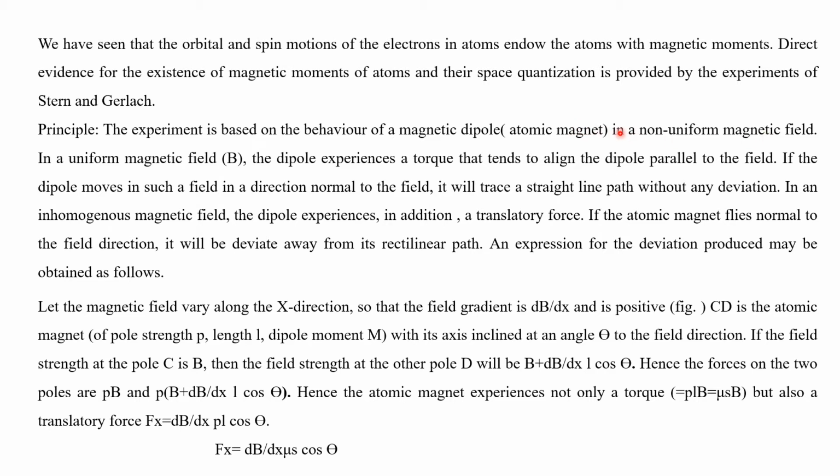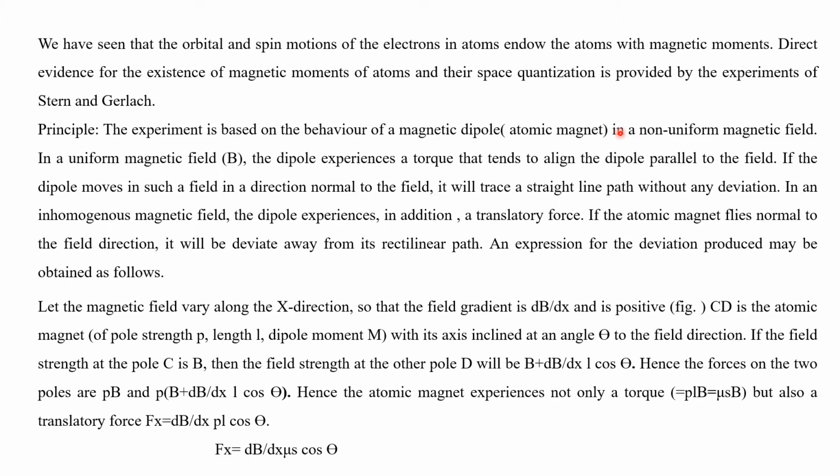Before discussing the non-uniform magnetic field, what will happen in a uniform magnetic field applied to the atomic magnet? In a uniform magnetic field, the dipole experiences a torque and tends to align parallel to the field. If the dipole moves in such a field in the direction normal to the field, it will trace a straight-line path without any deviation. This is the situation when you apply a uniform magnetic field.